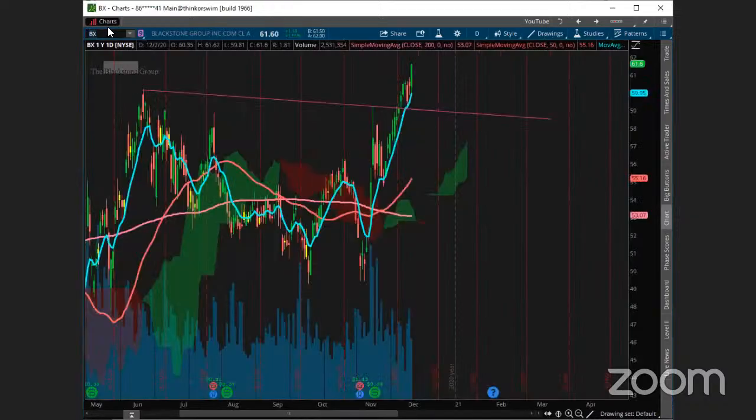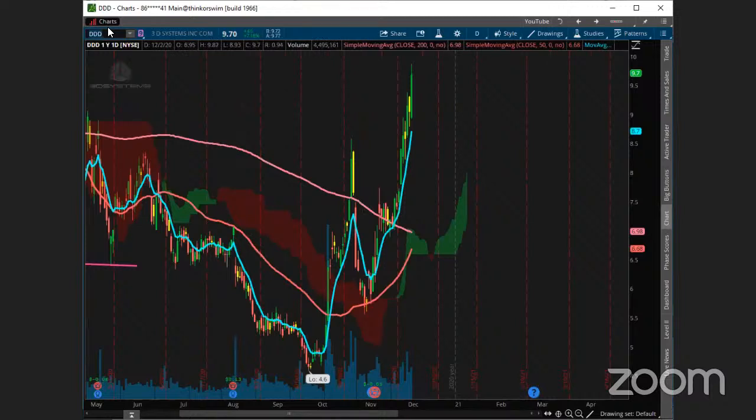Let's look at BX. There you go. Breakout, guys. I know you guys like this one. You've been talking about it for a while. Good push on that one. Very, very nice job for the patient. And then not DuPont. You want 3D. Yeah, inside day up on that one. Just fantastic stuff. Great find there.